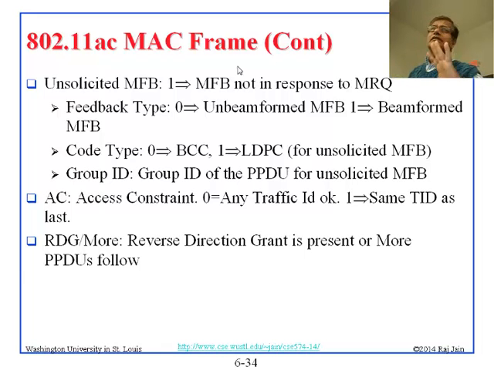Anyway, the idea here is that the feedback can be requested or feedback can be given without request. When you give it without request, you will tell where you got into trouble. And then AC is the access point constraint, which is generally used when you're requesting something and you say, just any traffic ID or the traffic ID same as the last one, and RDG is the same, reverse duration grant, just like in 11N.